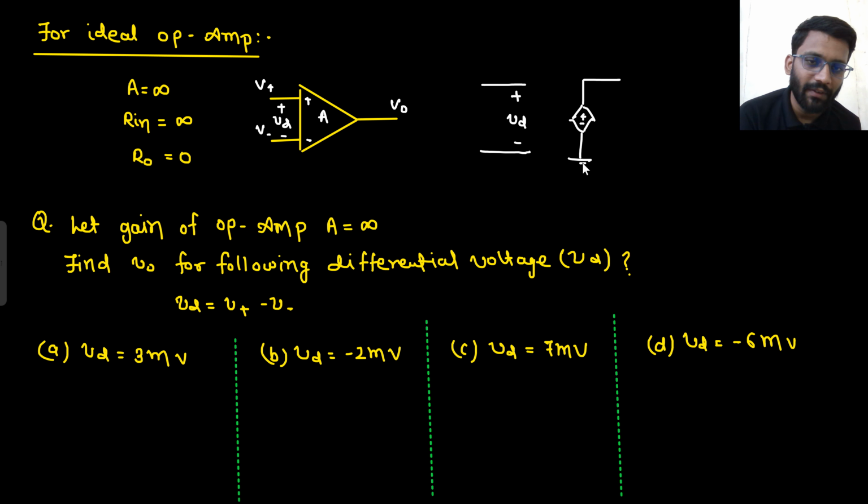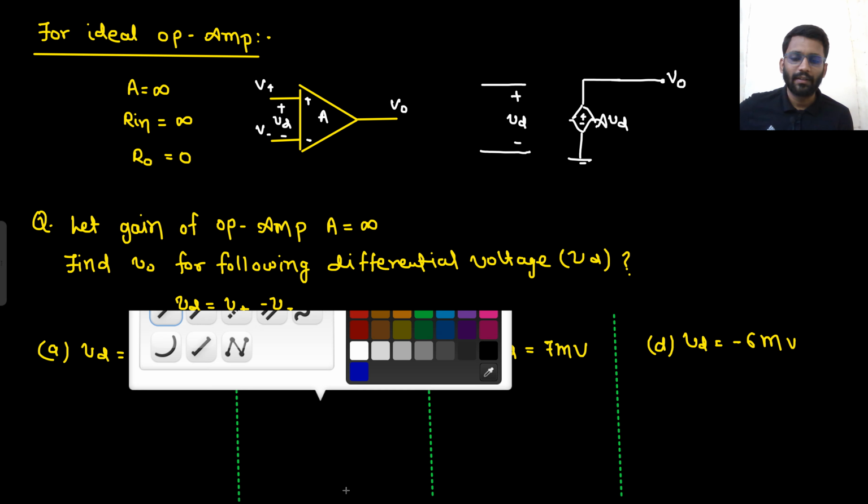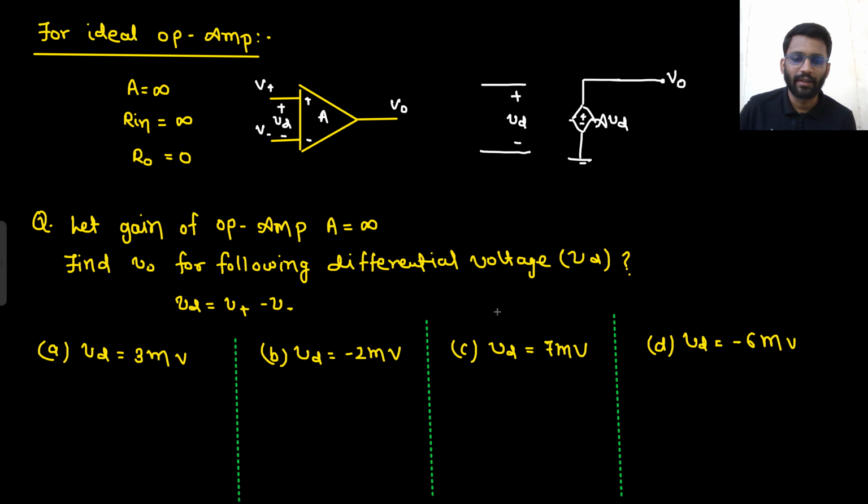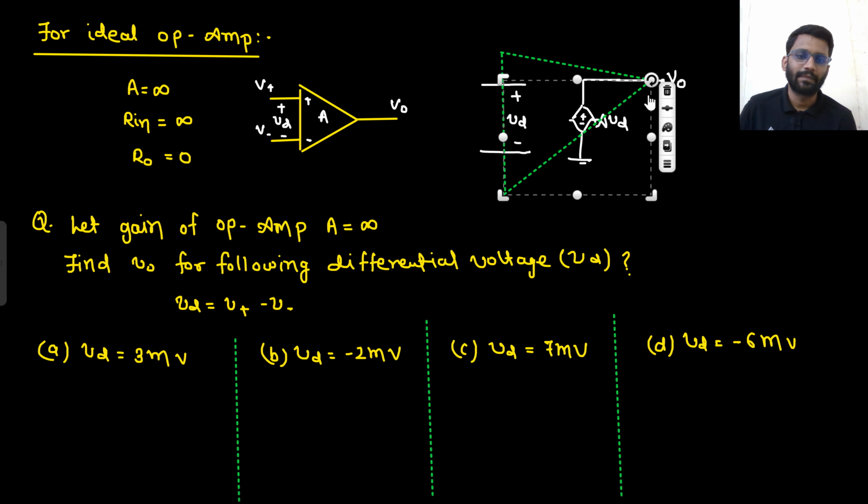So even this battery will be of infinity magnitude, right? But let's just show it like this only, and the R0 will be 0. This is your V0, where A is infinity. So let's just forget about that. But this is how your op-amp would look like, the internal structure of op-amp, because Rin is infinity and R0 is 0, right?